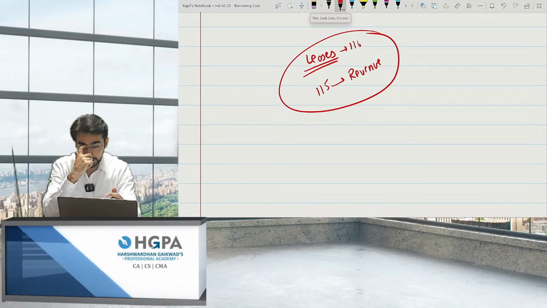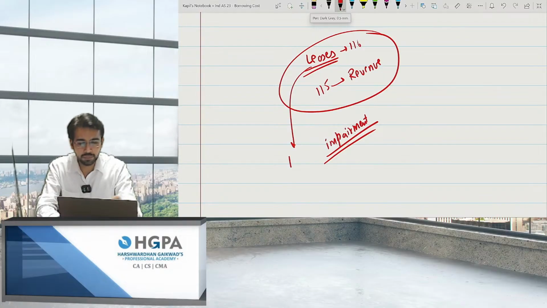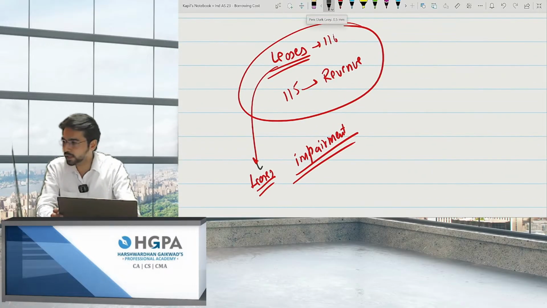See, what was there in my mind, I was able to cover these leases. I will also cover impairment of assets. Impairment is one of the important IND AS which has been repeatedly asked in your examination. Lease is also one of the important IND AS which has been continuously asked, right? So I was thinking to cover these two also.